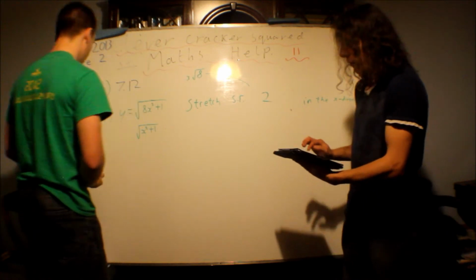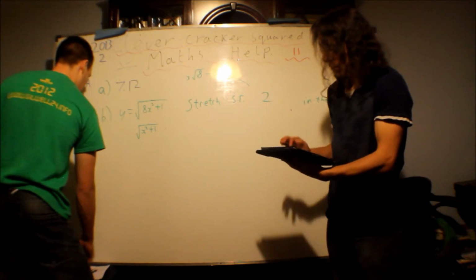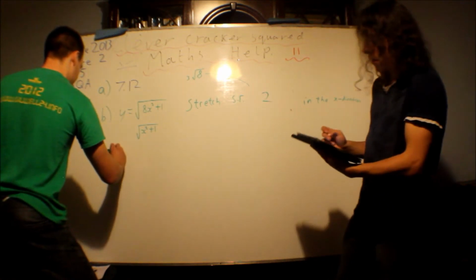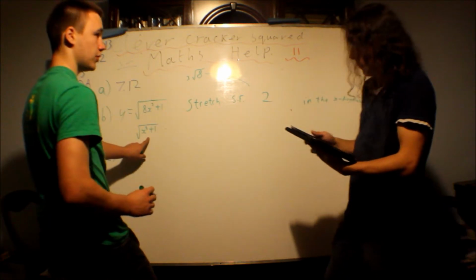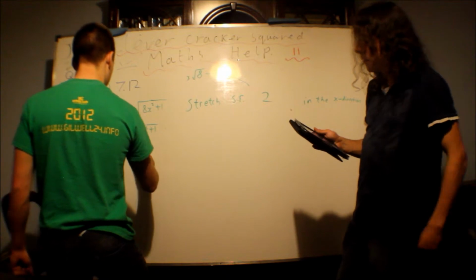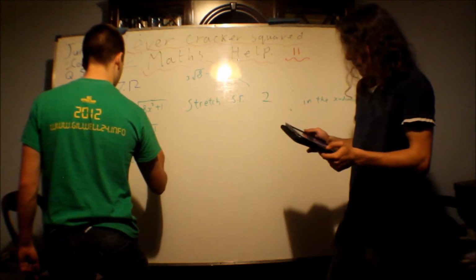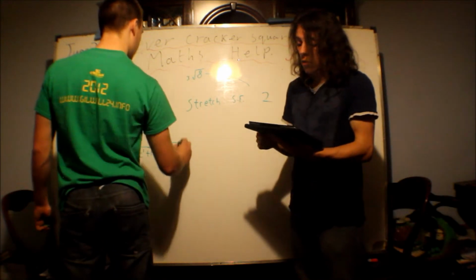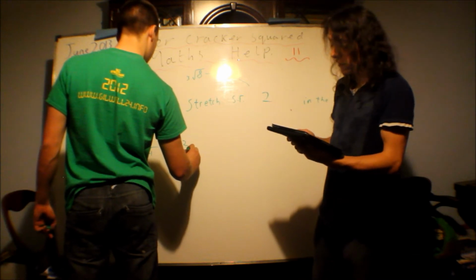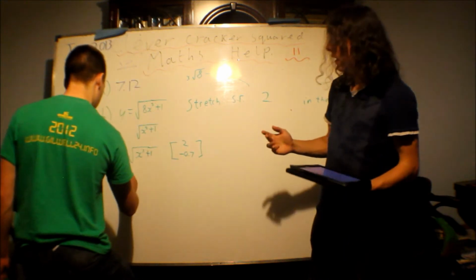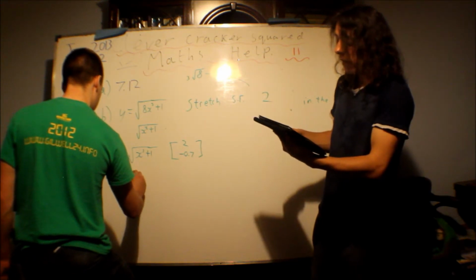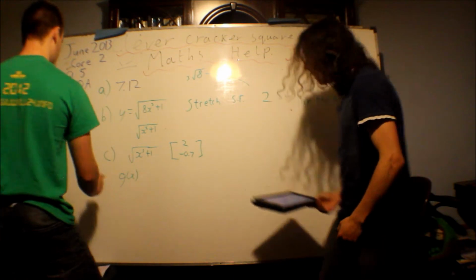And then we have our final part. The curve of the equation, that curve, this bottom one, is translated by vector 2 over minus 0.7 to give the curve of the equation y equals g of x. Find the value of g of 4.